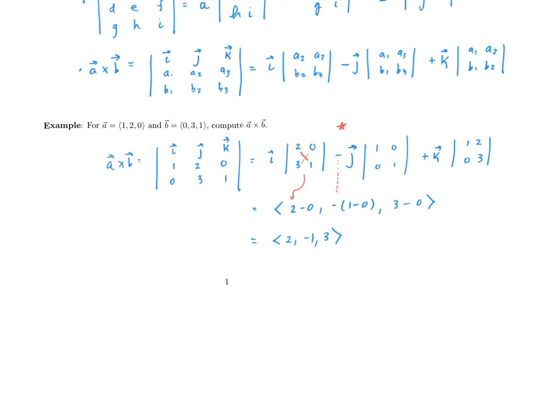So the question that now remains is, this vector we get back, what does it tell us? So in the next video, we will explore properties related to the cross product. So stay tuned and take care.